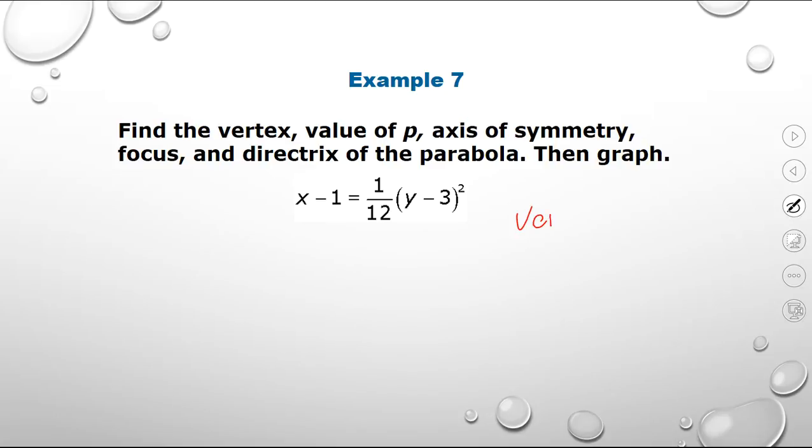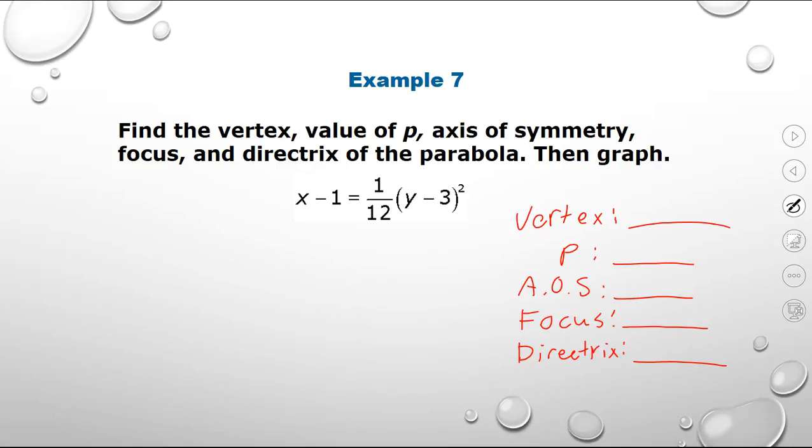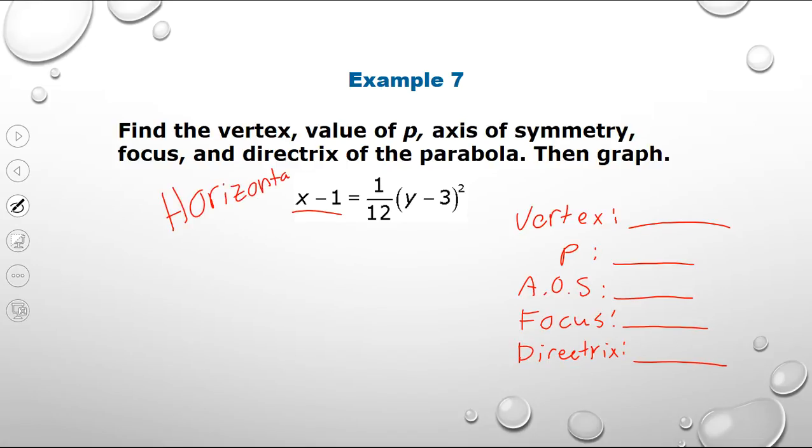Find the vertex. Find the value of p. Find the axis of symmetry. The focus, so it's asking for all the same information, and the Directrix. Alright. Now, first and foremost, I want to discuss whether this is a vertical parabola or horizontal parabola. Alright. I see it's x minus 1. So x is on the left side, I have y inside my parentheses. This is a horizontal parabola.